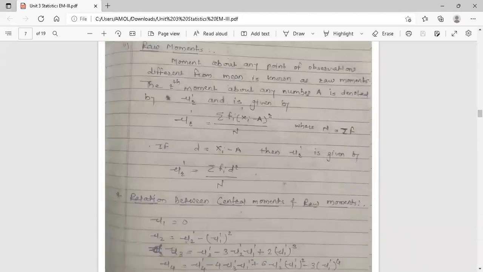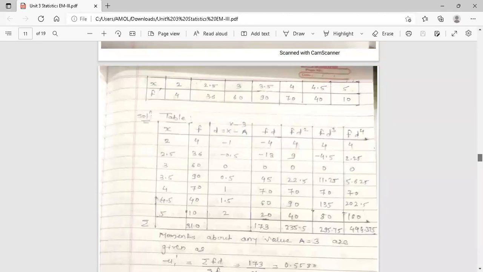The general formula to find the raw moment is here. See, mu r dash is equal to summation f i into d raised to r upon n. Now this d is nothing but x i minus a. A is any value from the observation column, and n is the summation of frequencies. We are going to use this formula here to find the first 4 raw moments from the given frequency distribution. So this is your data here.